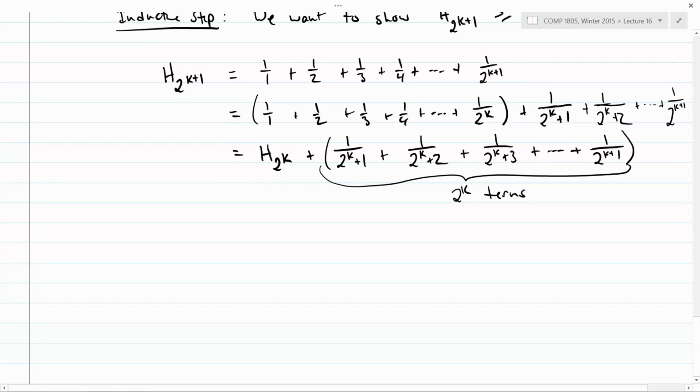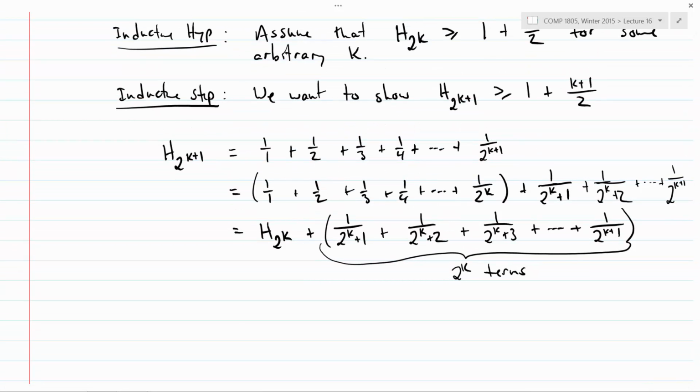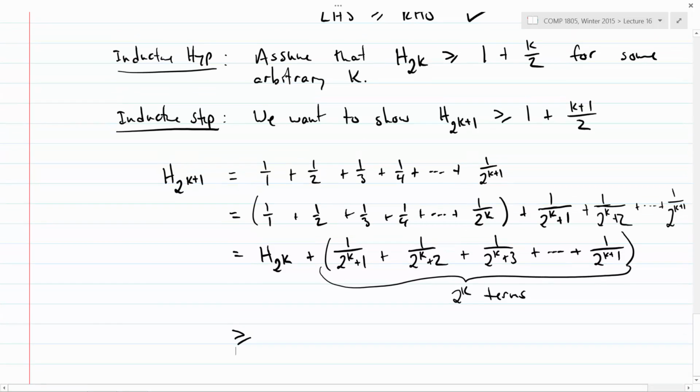All right. So now we're ready to start applying some stuff. I want to write down two things that are definitely smaller or equal. The first thing is from my inductive hypothesis. I know that h of 2^k is at least 1 + k/2. I know that by my inductive hypothesis. That's okay? And now I want a lower bound for the thing on the right.